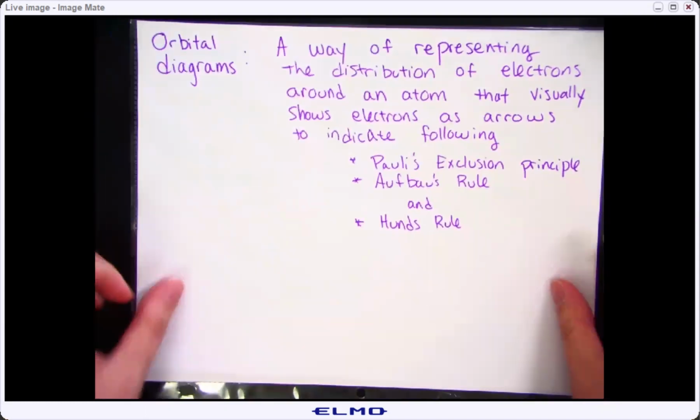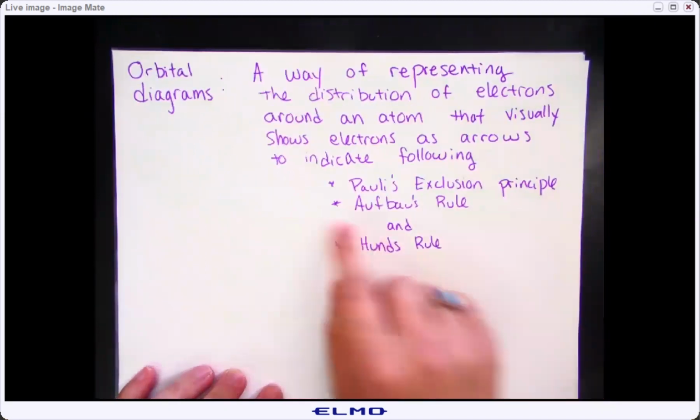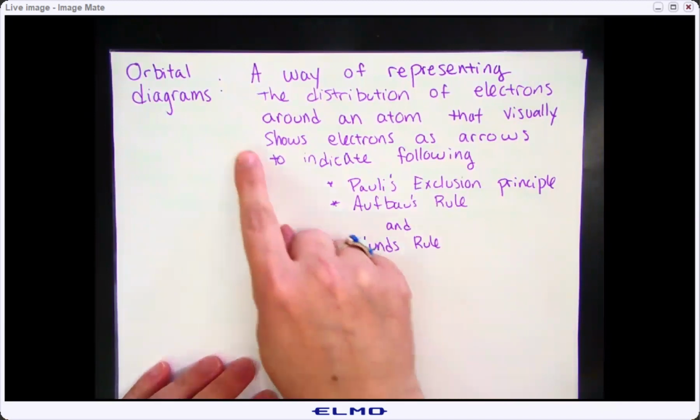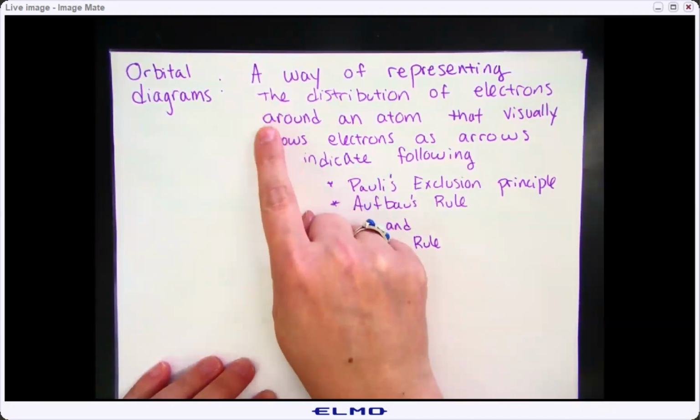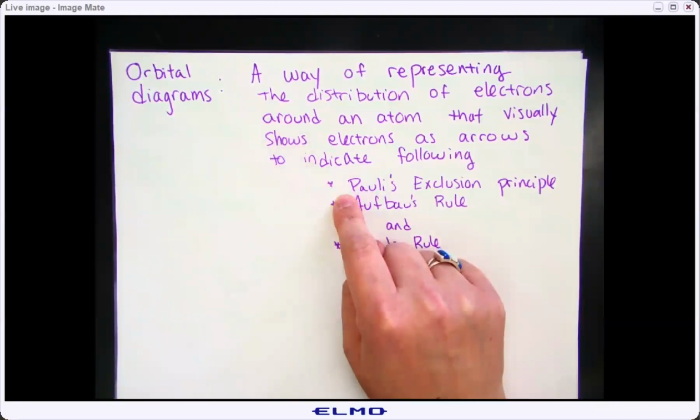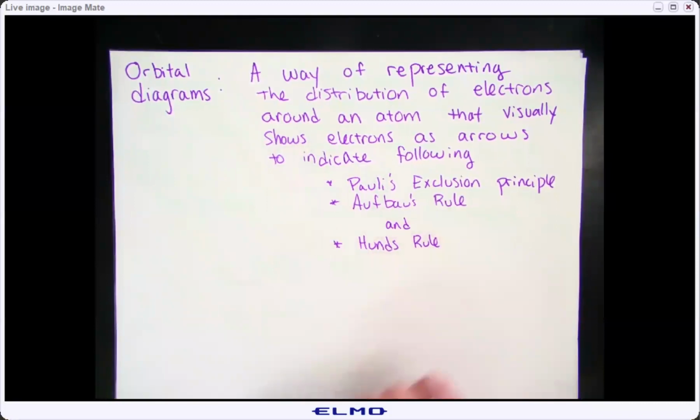Orbital diagrams are going to be a little more visual of a way. There's 3 rules we need to follow, which I'll talk about. So we are going to represent electrons as arrows with this type of diagram. Pauli's exclusion principle says every orbital can only have at most 2 electrons. And out of those 2 electrons, they must have a unique property, and that property is going to be spin, and we'll represent that as an up arrow and then a down arrow. Aufbau's principle says we always start filling at the lowest energy, which would be the 1s.